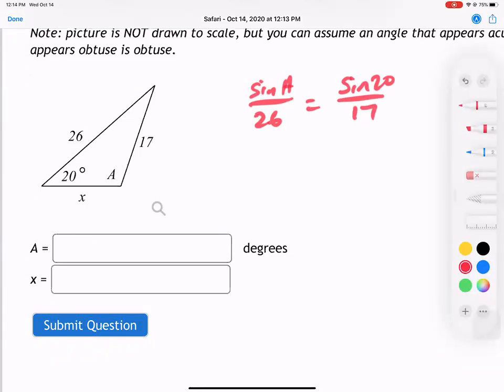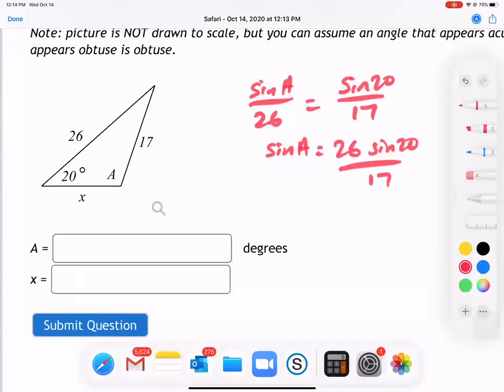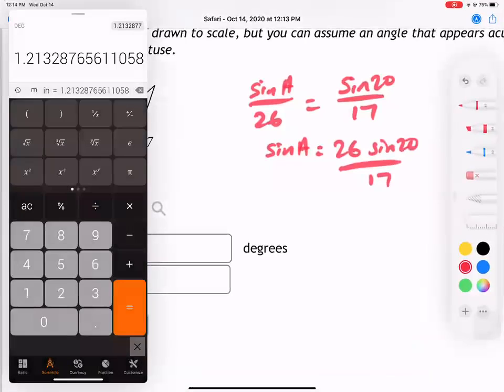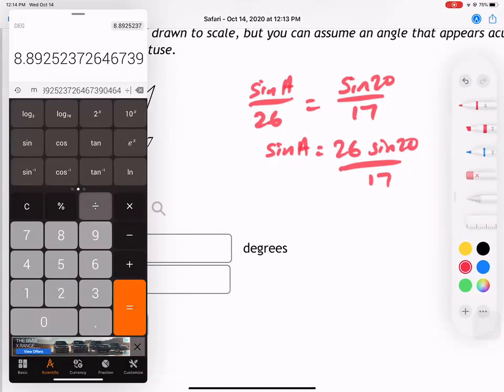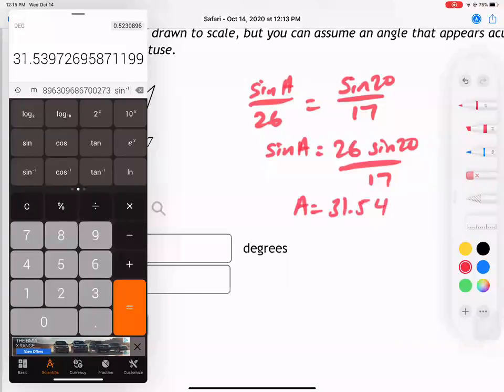How do you feel about this setup? Law of sines? And then we end up with sine of A is equal to 26 sine of 20 over 17, just moving the 26 over by multiplication. Now I'll take out my calculator: 26 times sine of 20, divided by 17, and we're left with 0.52. That's not an angle, so we inverse that, and A is equal to 31.54. That's rounded.